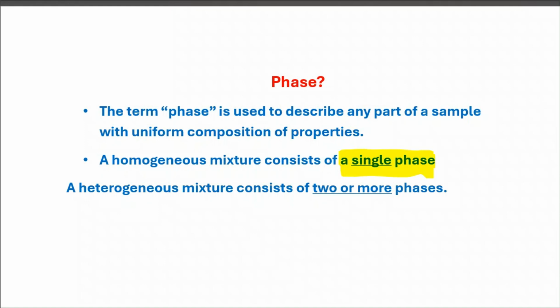But if you are mixing oil and water, you see oil on the top, water at the bottom: two phases. You put pieces of cookies in the milk, you see cookies at the bottom, milk in the container, showing two phases or more, depending on the mixture. So that's called phase.